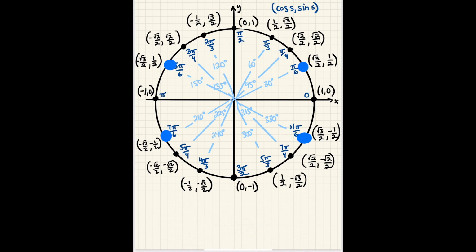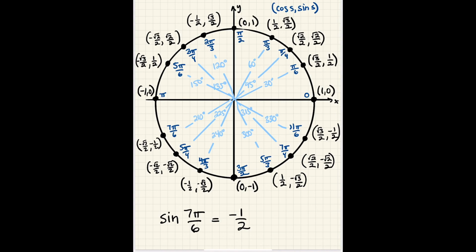For the family of pi over 6s and pi over 3s, notice that the coordinates consist only of some combination of 1/2 and rad 3 over 2. Let's look at, say, sine of 7 pi over 6. So we'll locate 7 pi over 6, and we can see that sine, being the y-coordinate, will be negative 1/2. So sine of 7 pi over 6 is indeed negative 1/2.